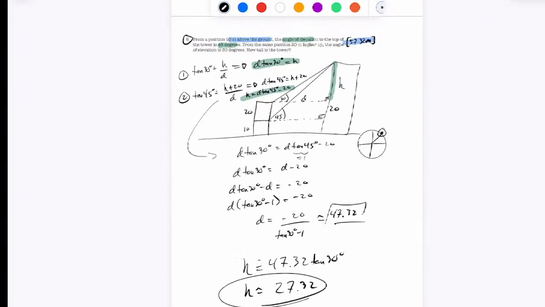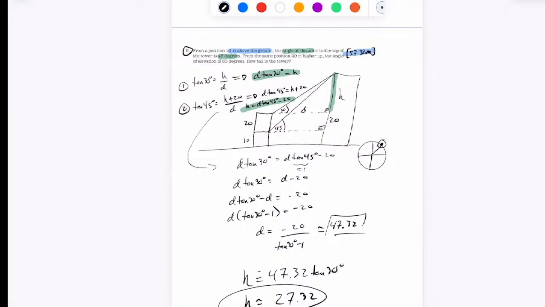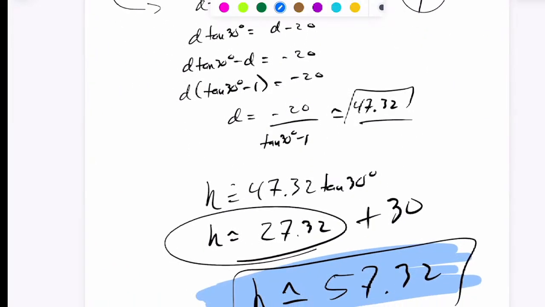That's, again, still not done. That's the height, but then you have to add the 30, remember, because that wasn't the full height. And the answer is 57.32, and that's what I had said the answer was earlier. And that's it. Just a little celebration there and done.